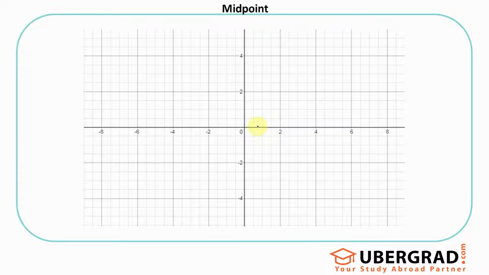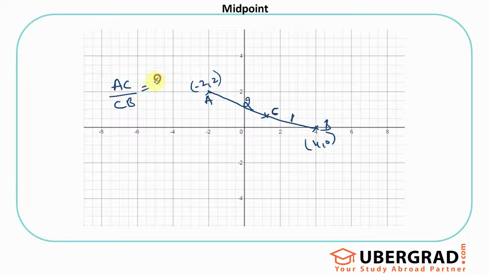Let's say there are 2 points, this one and this one. This point is (-2, 2) and this point is (4, 0). If I have a line joining these 2 points, let's call them A and B, I want to split this line AB using a point C on the line such that AC is to CB is 2 is to 1. What I'm saying is, AC and CB are split in the ratio of 2 is to 1. Then what is this point C? That's a question I can ask you.